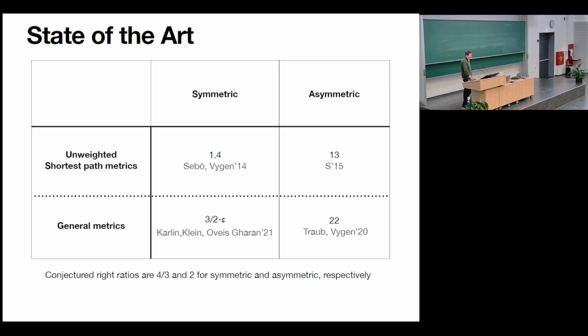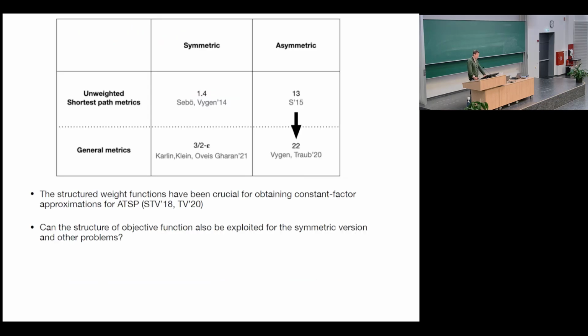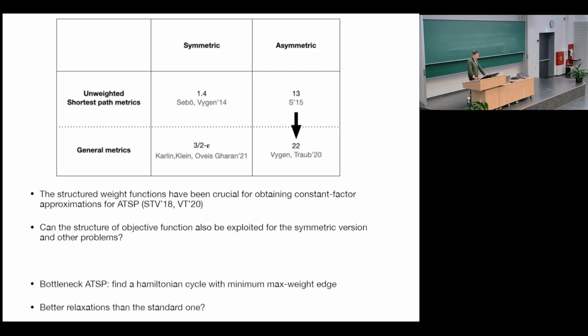Okay, so let me just finish. The open questions here are immediate. For symmetric or asymmetric, for general metrics, the upper bound is 22. For asymmetric, the conjectured bound is 2. For symmetric, the upper bound is 3/2 minus epsilon. It's a breakthrough by Karlin, Klein and Oveis Gharan from 21. That's slightly improved on Christofides, but the lower bound is 4/3. So the open questions here are kind of immediate. Can you get tight bounds or even better bounds using other relaxations?